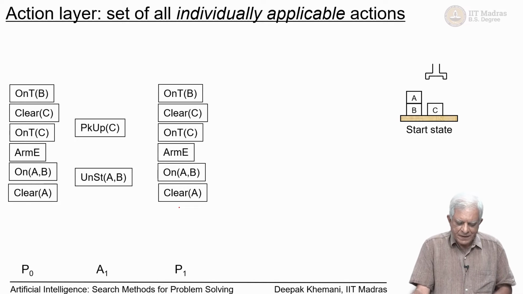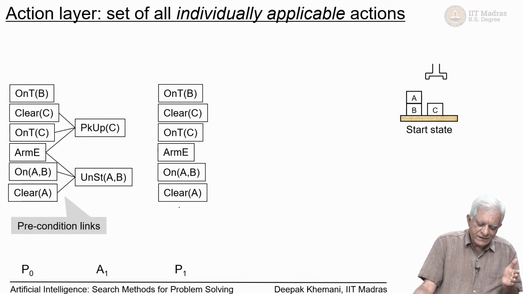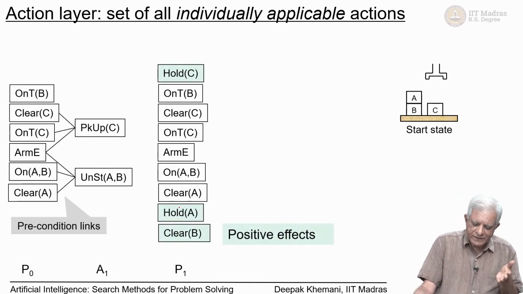first action layer apart from the no op operations, and they will have connections to the preceding layer and the succeeding layer. What are the connections to the preceding layer? We have these precondition links. What are the preconditions for pick up C? C should be clear, C should be on the table, and the arm must be empty, and likewise for the other actions. So, we have this set of precondition links. Then we have the positive effects of these actions. What is the positive effect of pick up C? That you are holding C. And what is the positive effect of unstack A from B? That you are holding A and B has become clear essentially.